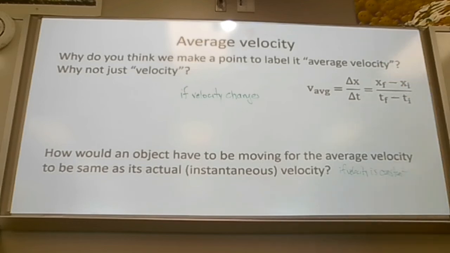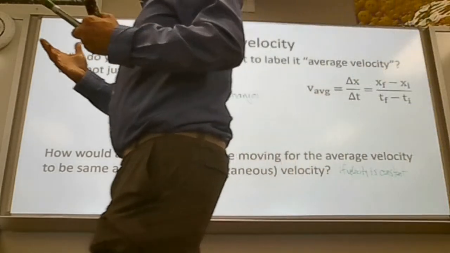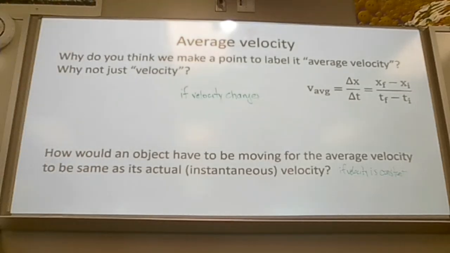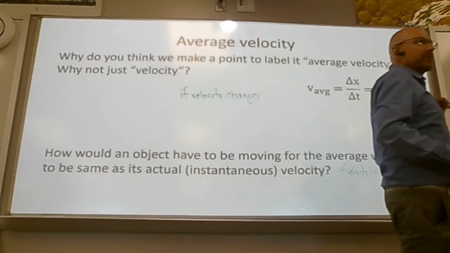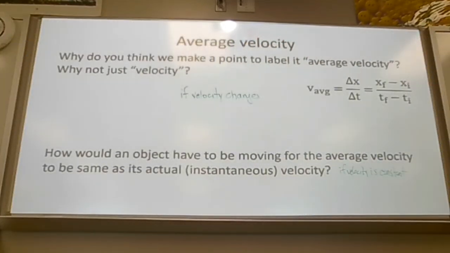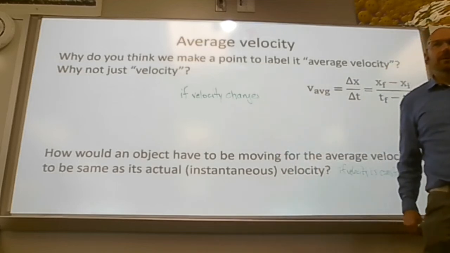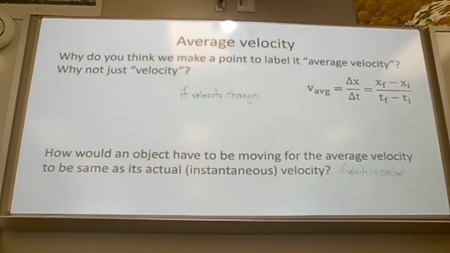So I'll give you this little disclaimer. In this class, for this chapter, we're going to assume that the velocity is constant during the times we're looking at. Okay. So we're just going to camp out on this equation for this chapter. Next chapter, we'll get into when velocity changes.